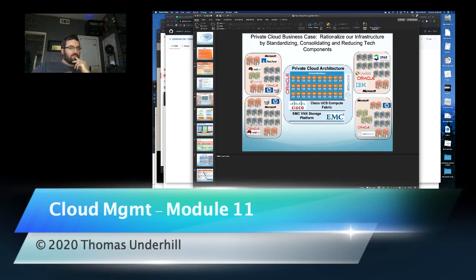Now, then here we go. This is our first business case. We're going to rationalize our infrastructure by standardizing, consolidating, and reducing our technology components. Okay. And so here you can see that we have all of these different technologies over here in this data center, and all of these different technologies over here in this data center, all of these ones in this one, and all of these ones in this one. Okay. And now we're just going to consolidate to this cloud architecture. Again, this is 10 years old, so none of it really makes sense anymore, but the visualization and the general idea here should be similar for you.